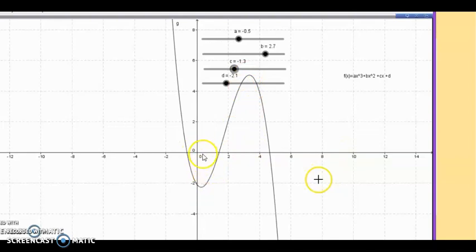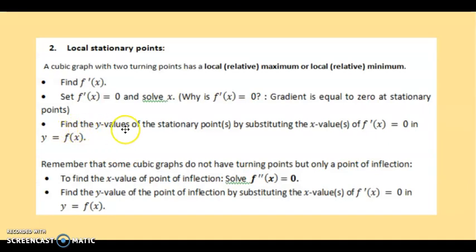Once that is done, this will give me the x coordinate of the turning points. In order to find the corresponding y value at that point and at that point, I need to substitute this x value and this x value into the original function in order to find the corresponding y value on the function. Just to point it out, we find the corresponding y values of the stationary points by substituting the x values that we found from the derivative equated to 0 into the original function.